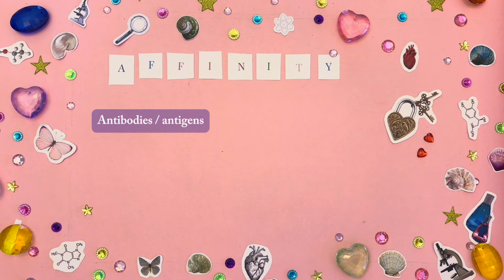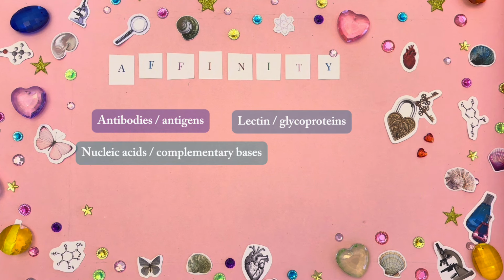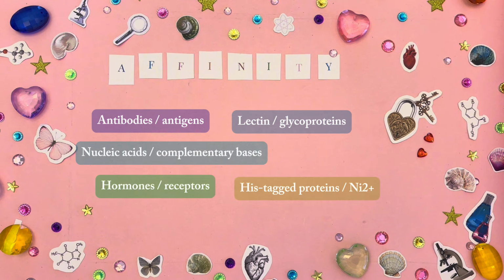Some examples include antibodies and antigens, lectin-based affinity, which binds particular glycoproteins, nucleic acids with complementary bases, hormones with receptors, and immobilized metal ion affinity chromatography, which uses a his-tagged protein that binds nickel 2+ on a chelator resin. A his tag is a short amino acid sequence composed of histidine residues that is added onto a protein at its C or N terminus. Such uses of affinity chromatography have revolutionized downstream processing in biotech.